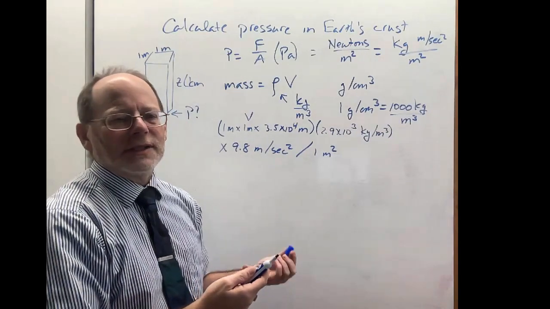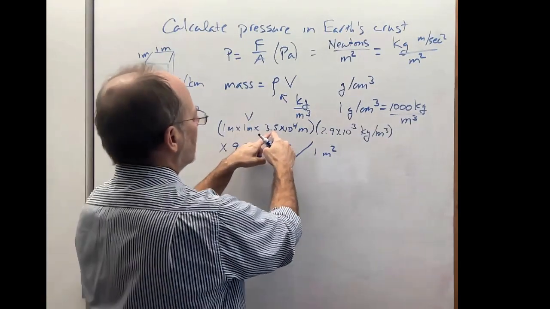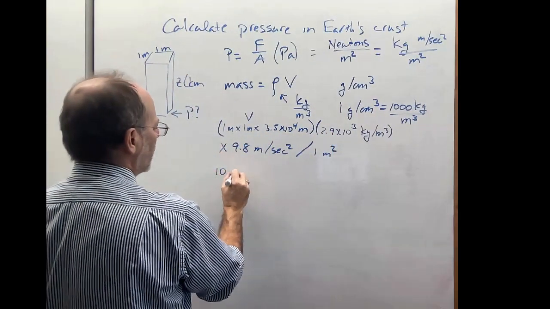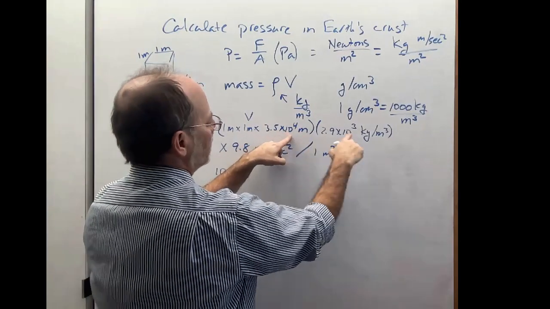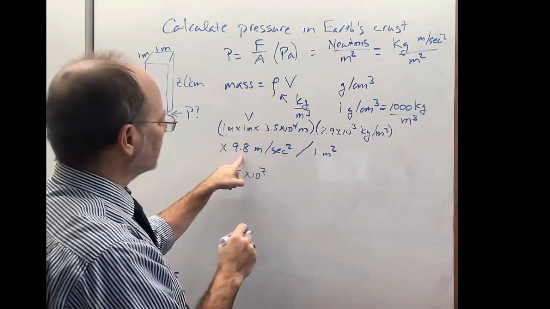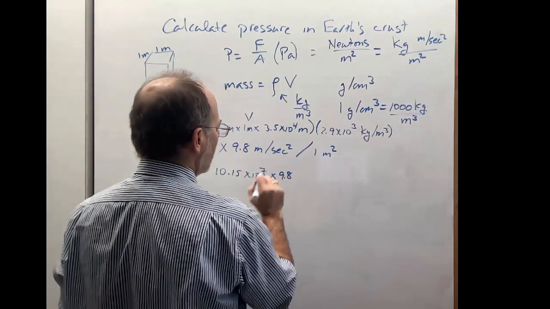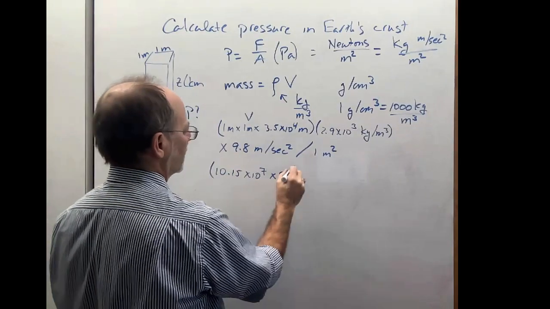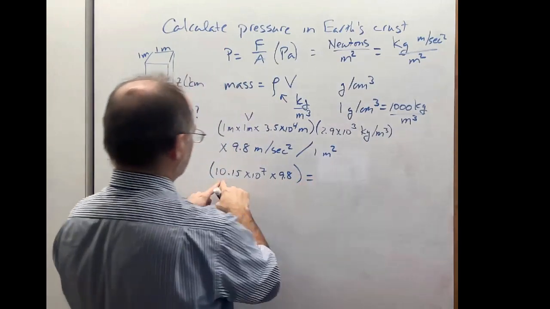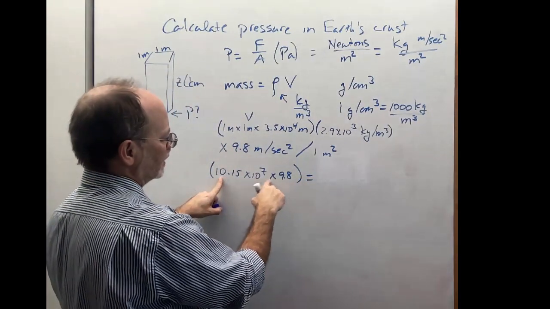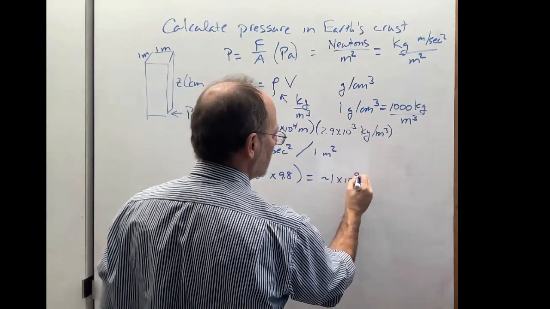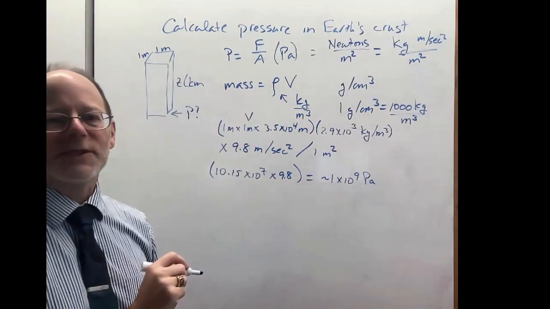How does this all calculate out? Well, the first thing we do is multiply 3.5 times 2.9, and that turns out to be 10.15. And then we've got to multiply these out times 10 to the 7th. Then we have to multiply by 9.8, and then we have to divide by 1. So all of this, if you calculate it out, is about 1 times 10 to the 9th. What are those units? Pascals. 1 times 10 to the 9th pascals.